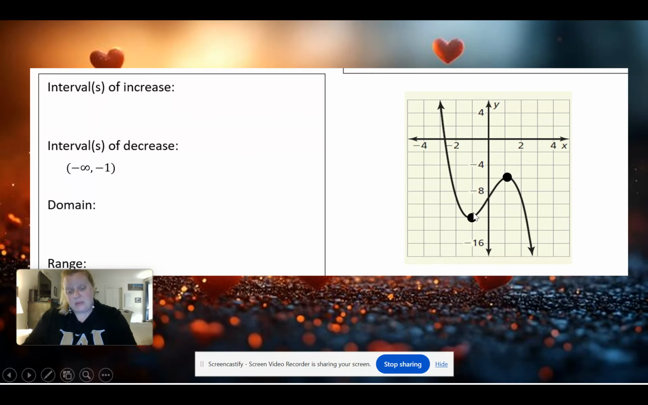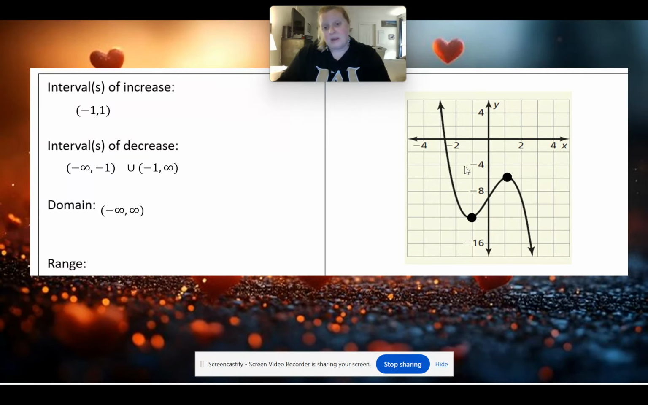Then our increase will take place between that -1 and this dot right here. And his x-coordinate is 1. So -1, 1 is my interval of increase. And then I'm going to decrease one more time from that 1 and then forever to the right. My domain, just like the other problems, I have no left endpoint, I have no right endpoint, it's all reals. And then my range, I have no highest point and I have no lowest point. It just goes up and down forever. So my range is also all reals.